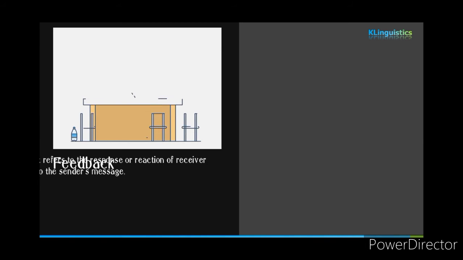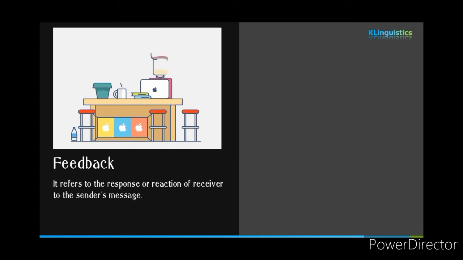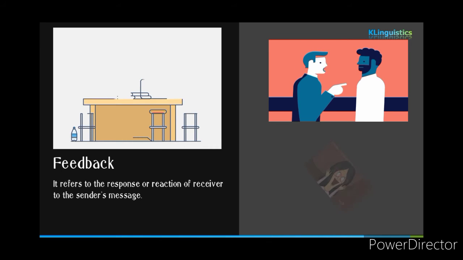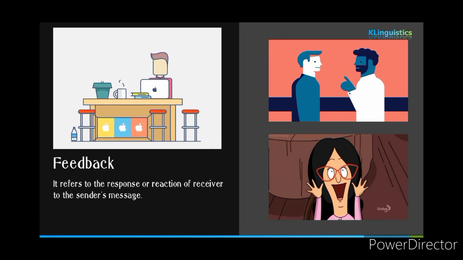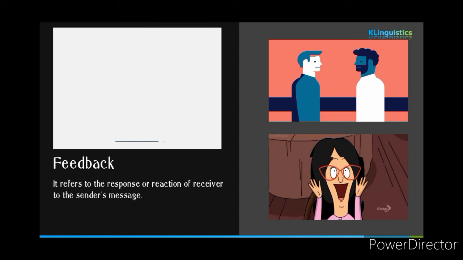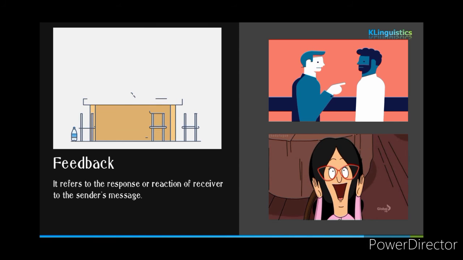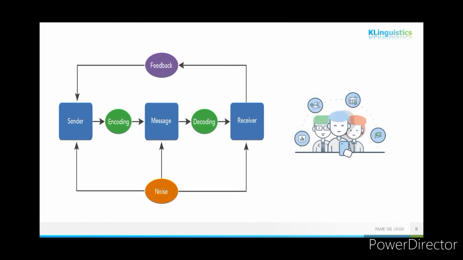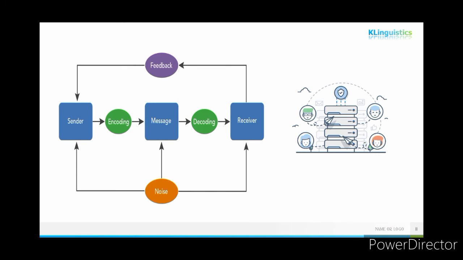Moving on, we have feedback. This refers to the response or reaction of receiver to the sender's message. Feedback comes in two forms, namely verbal and non-verbal communication. When we say verbal, it's the things you're actually saying using words. Meanwhile, non-verbal communication involves body language, posture, eye contact, and those types of things. So that's communication process for you.